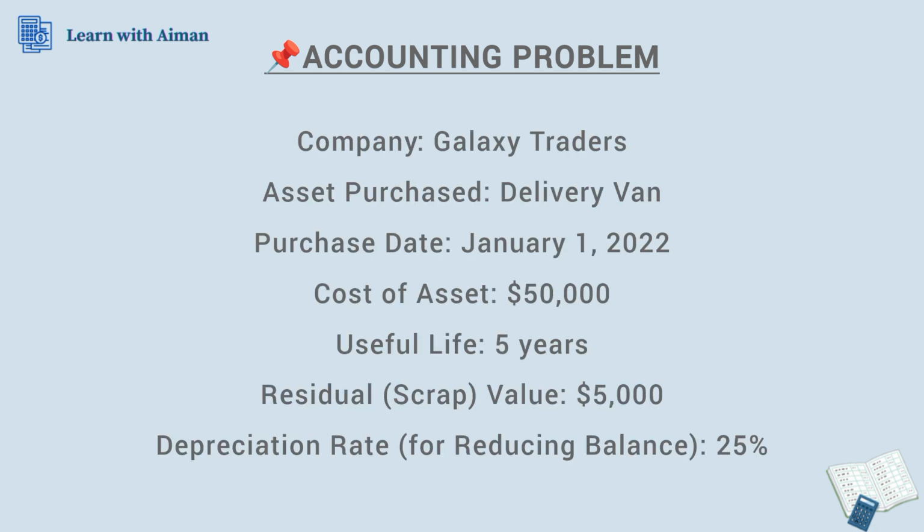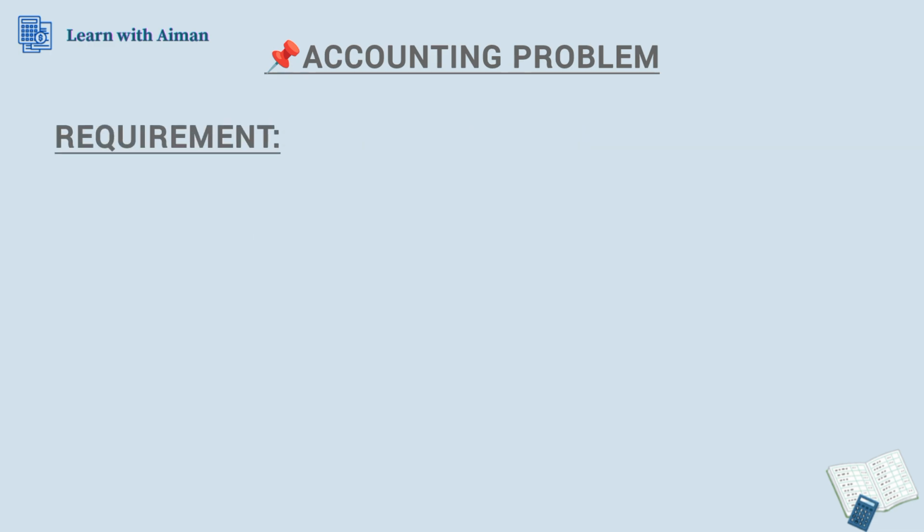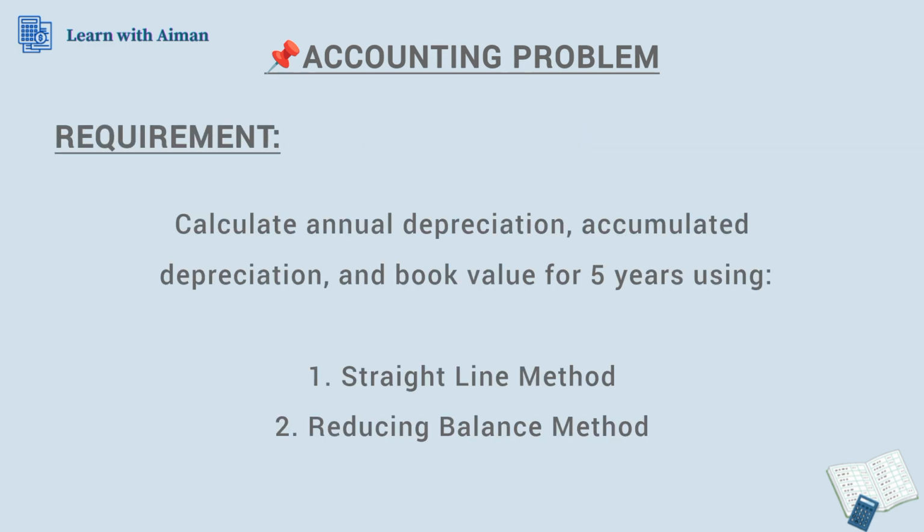Company Galaxy Traders purchased a delivery van on 1st January 2022 with $50,000 of cash. The useful life of the asset is 5 years and the residual or scrap value is $5,000. The depreciation rate is 25% for the reducing balance method. Requirement: calculate annual depreciation, accumulated depreciation and book value for 5 years using the straight line method and the reducing balance method.